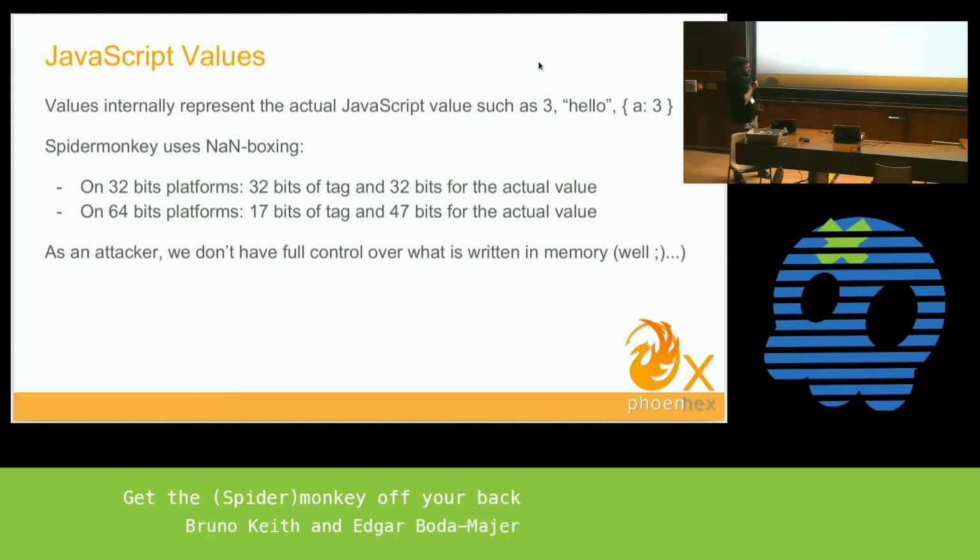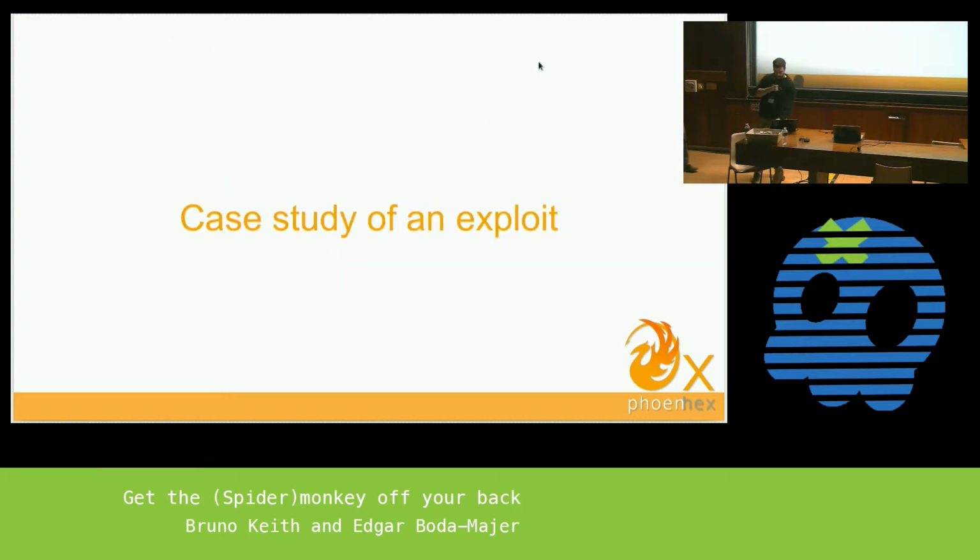So what that means for us as an attacker is, right now, with our limited knowledge, we don't have a way to actually write whatever we want in memory, right? Because if we set the integer value 3 on an array, it's actually not writing just 3 in memory, it's going to write 3, and in the top 17 bits, something that we don't want. And with that, I'm going to let Edgar take over.